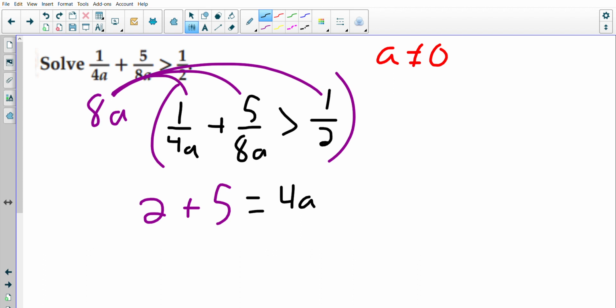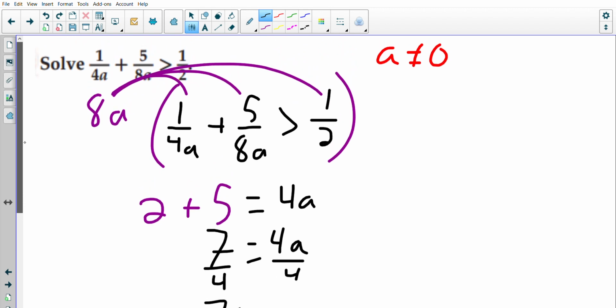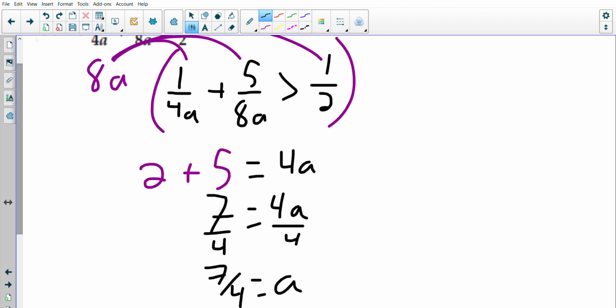All right, so we just end up with 7 is equal to 4a. Solve for a, divide by 4. So we have 7 over 4 is equal to a. So now we have two different numbers here: 0 and 7/4. So I'm actually going to create a number line, because this is what we need to do. So we have our first number, 0, and we have our next number, 7/4.